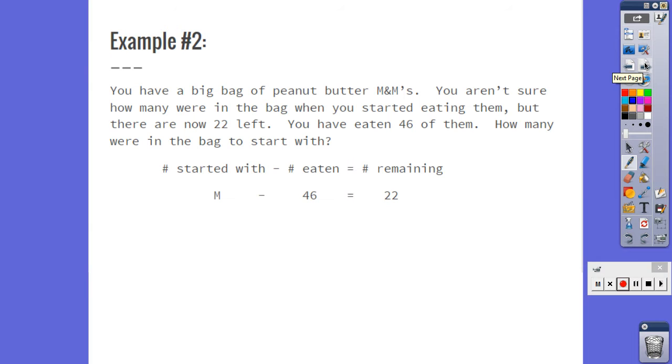A second example. You have a big bag of peanut butter M&Ms. You aren't sure how many were in the bag when you started eating them, but there are now 22 left. You have eaten 46 of them. How many were in the bag to start with? So here we've got the number that we started with, which is M, I'm not sure how many there were, minus how many I've eaten, that was the 46, and then equals the amount remaining, and that's 22. So we've got our equation.